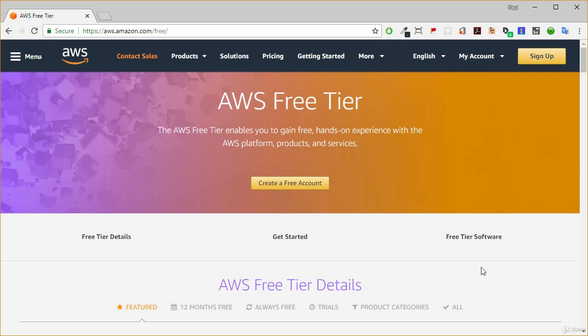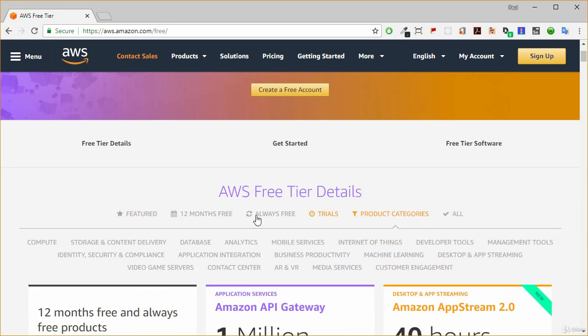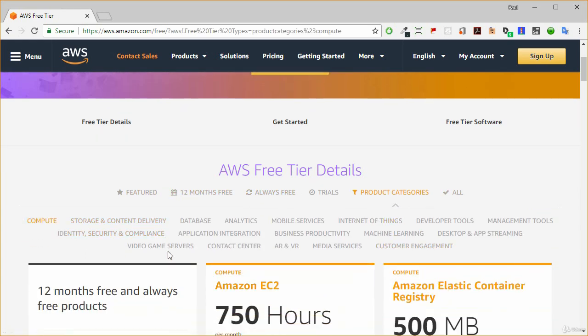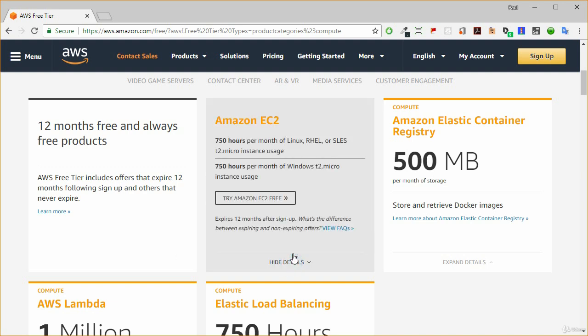Now, we can have a look here at the product categories. So I'll just click on that. So under compute, we've been using Amazon EC2, and we'll be using it quite a bit throughout this course. And that will give you 750 hours free for 12 months per month. So what that means is that we can have 750 hours per month of T2 micro instance, and that will expire 12 months after signing up for AWS.